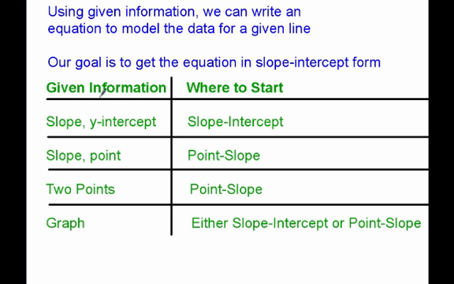If we're given the slope and the y-intercept, then we're going to use the slope-intercept form because it's easy that way. If we're given the slope and a point, then we're going to use point-slope form. Once again, point, slope, use the information you're given. If we're given 2 points, we're going to also use point-slope form because it's easy to find the slope, and then we use that to put it into point-slope form. And if we have a graph, we can use either one. So let's start, and we're just going to go ahead and do a bunch of examples on this.